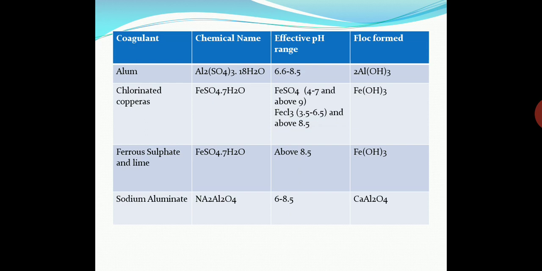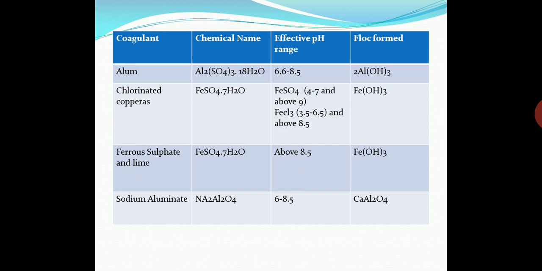So chlorinated copperas is the second coagulant we use to remove the impurities present in water. First, it is unstable. It easily gets oxidized into ferric sulfate and ferric chloride. Ferric sulfate is more effective in the range of 4 to 7 and above 9. Ferric chloride is more effective in the range of 3.5 to 6.5 and above 8.5. So the common floc formed is ferric hydroxide, Fe(OH)3, which settles down at the bottom.